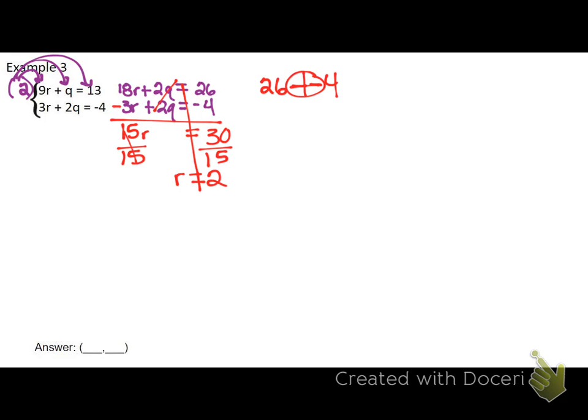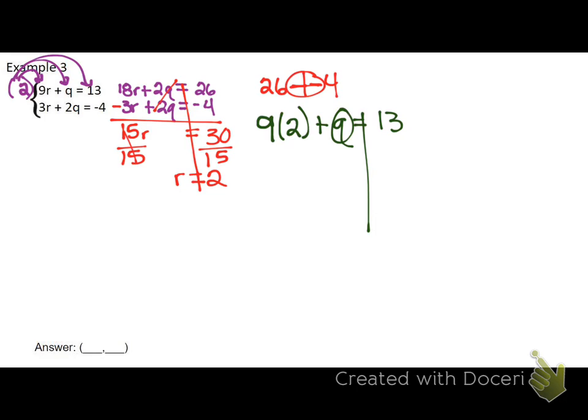Now, we're going to solve for q by substituting for r. Not yet alphabetical order. You're going to use the top one, you said? Yep. So we're going to have q plus 9r, and what do I put in for r? 2. Plus q equals 13.